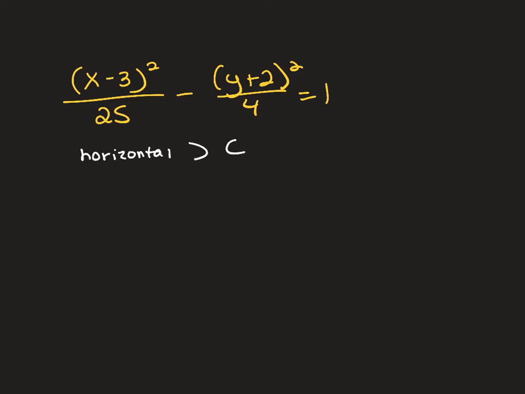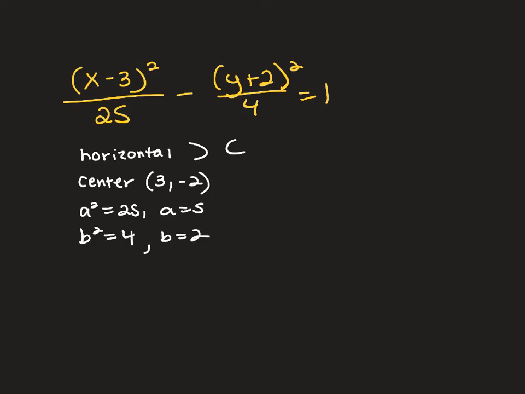which means my branches are going to open right and left. The center, 3, negative 2. a squared is what's first, which is 25, making a 5. b squared is 4, making b 2. c squared is equal to a squared plus b squared this time, so c is equal to the square root of 29.